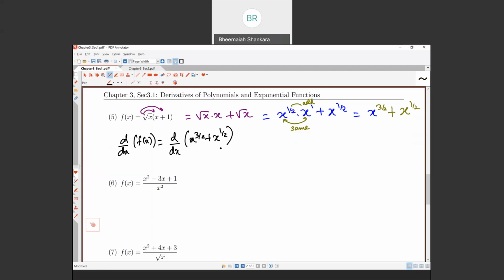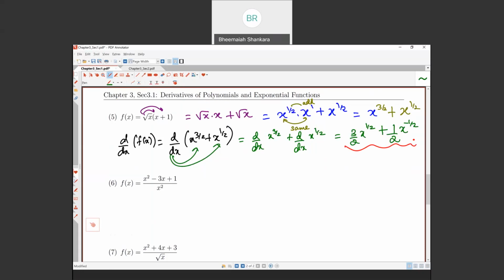Now you see that you have a sum of functions and you can distribute to each of these terms. So it's the derivative of x to the 3 halves plus the derivative of x to the 1 half. Now derive the first function. You have 3 halves, x to the 3 halves minus 1. Then you have 1 half, derive x to the 1 half, which is 1 half minus 1, which is negative 1 half. So this is the final answer.